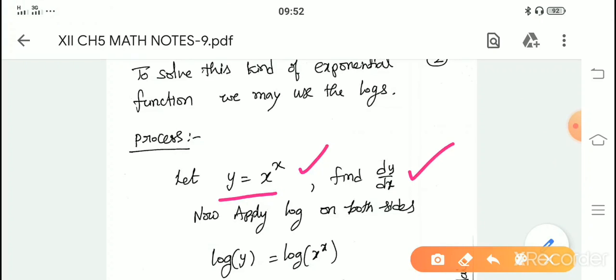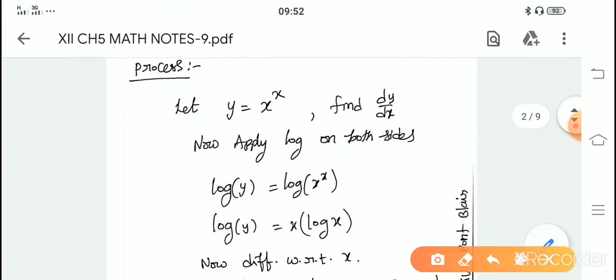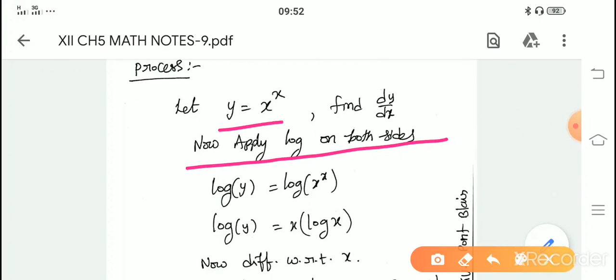Now they are asking dy by dx, because differentiation of x power x is what? Your base and exponent both are variables. Now see, you apply log on both sides for this. y is equal to x power x, apply log on both sides. So it is log y is equal to log x power x.